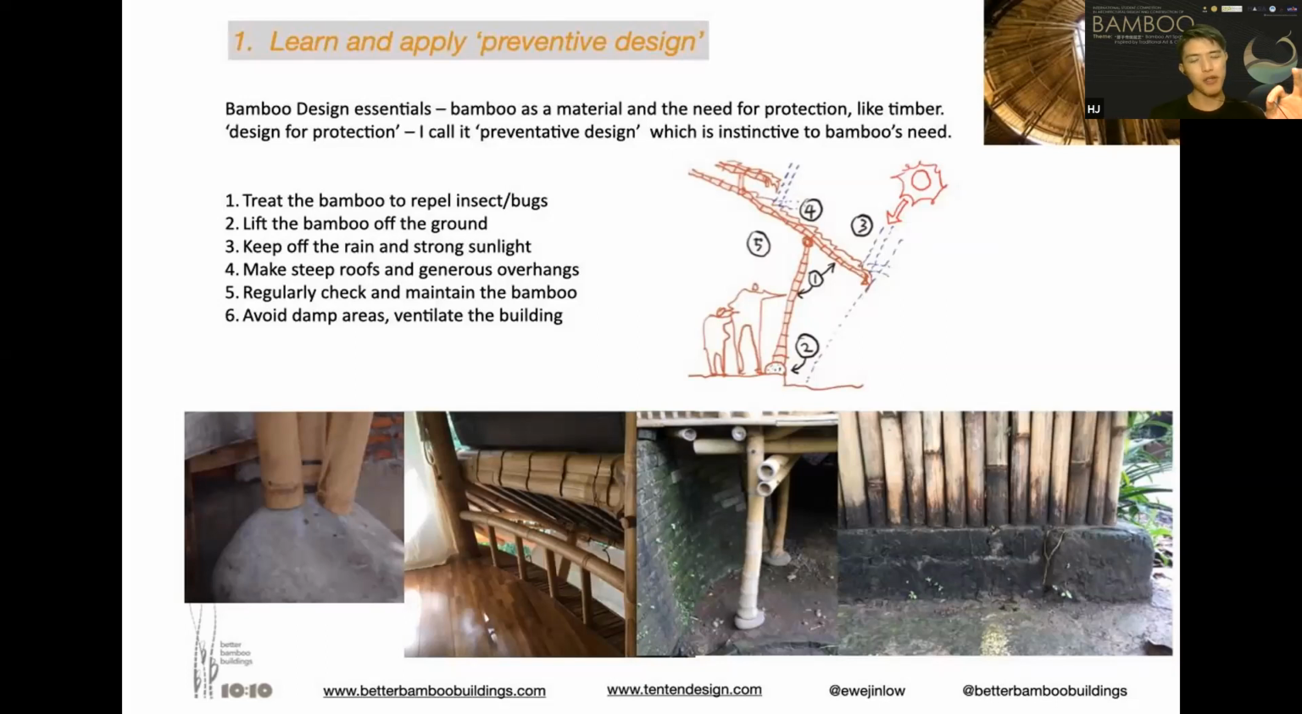So very quickly, you've probably seen this before, the six principles of preventive design for bamboo buildings. One, make sure the bamboo is treated properly. Two, make sure the bamboo is lifted off the ground so that you won't get caught in standing water. Three, keep it away from direct sun and rain. Four, make sure you have generous overhangs, make sure your bamboo is protected, and the roof is steep enough to shed water away.